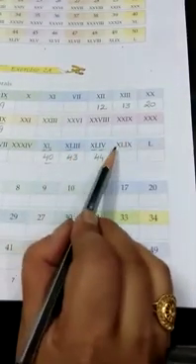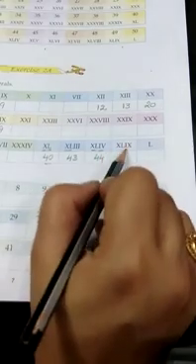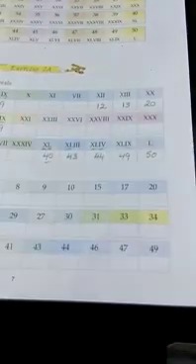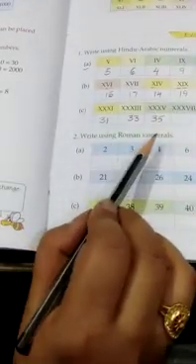Next is the value of XL is 40 and the value of IX is 9. So this will become 49. Now the value of L is 50, so I will write here 50. Now see the next question, that is write using Roman numerals.